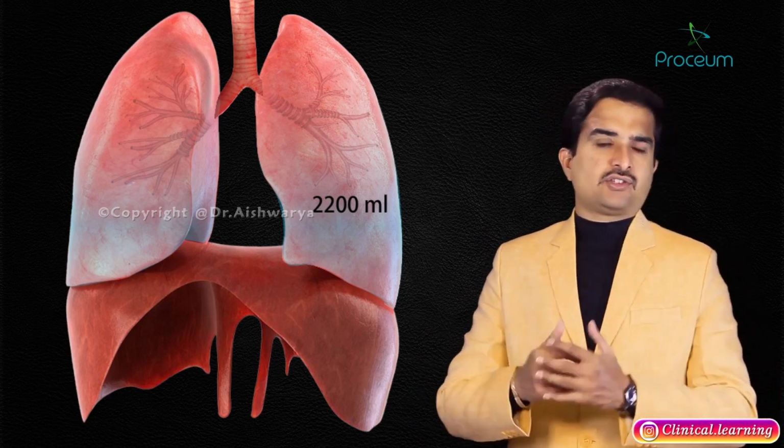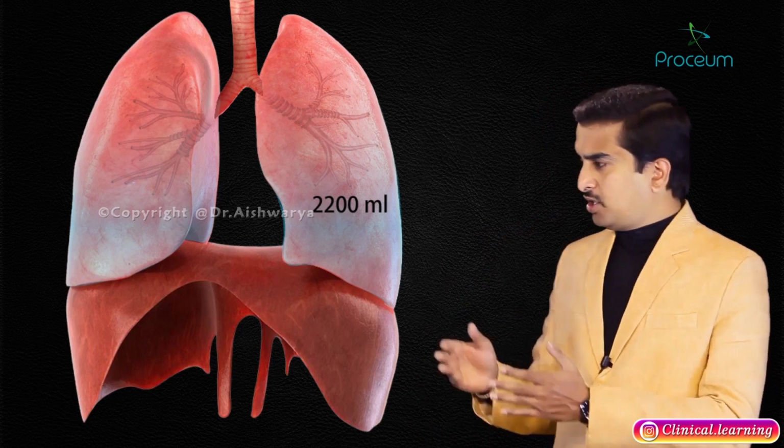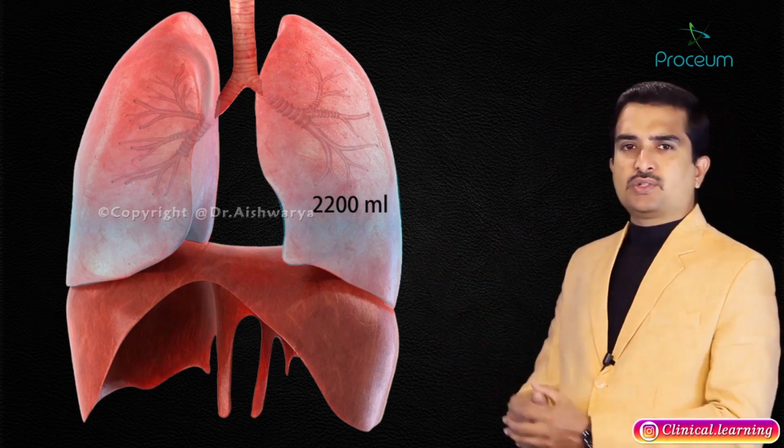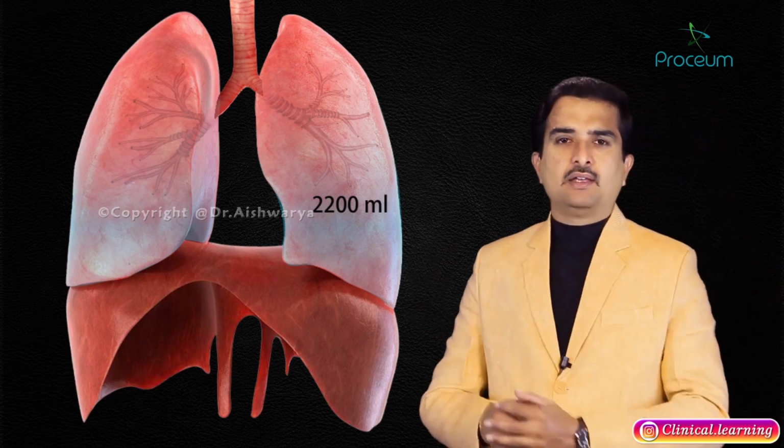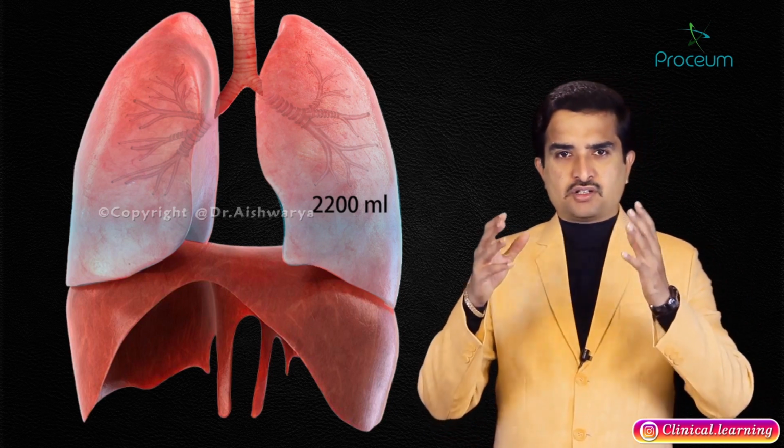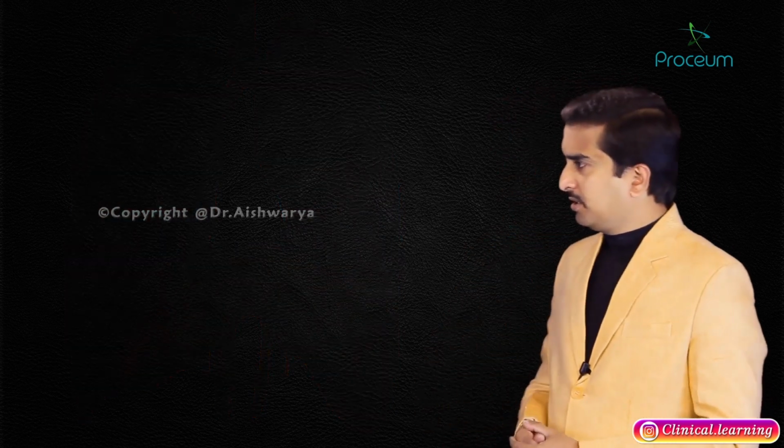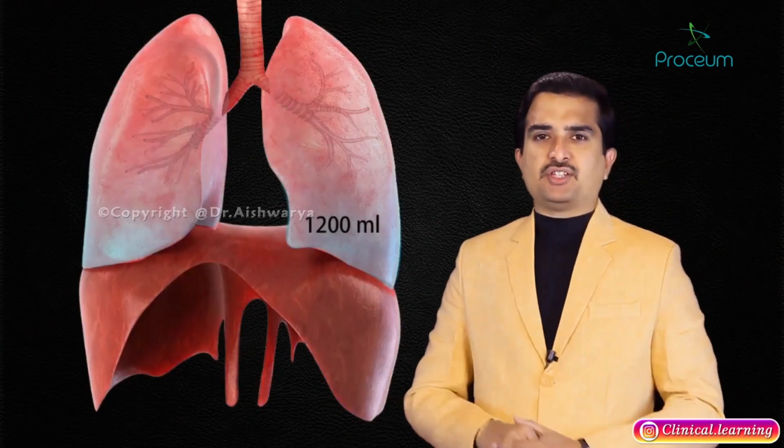So what is the functional residual capacity? That is approximately 2200 ml, called the functional residual capacity. Now next, the very important one is the vital capacity. So what is the vital capacity?